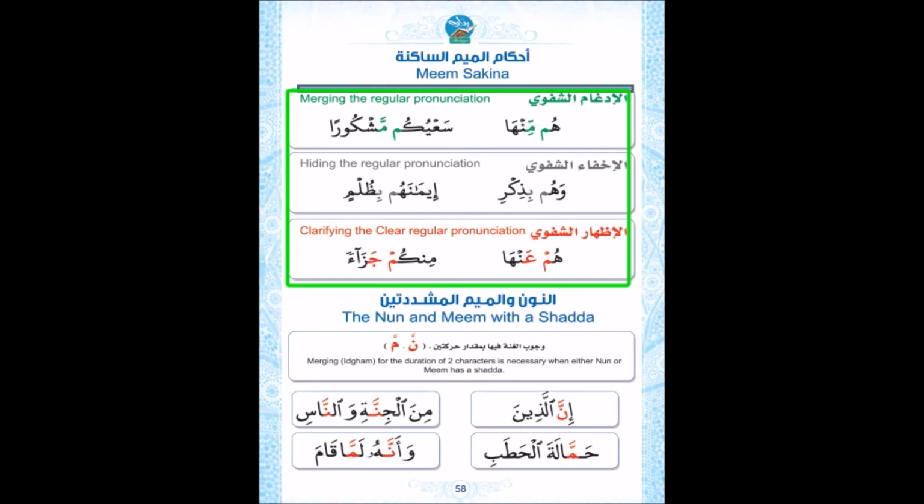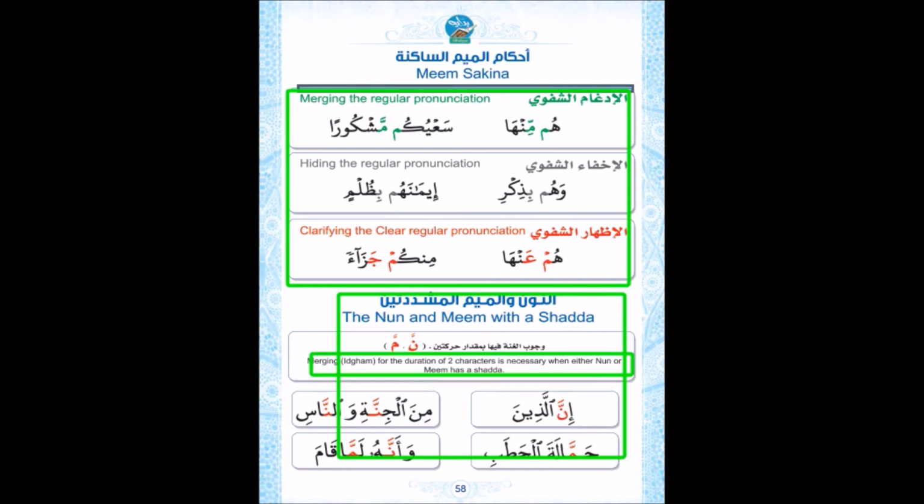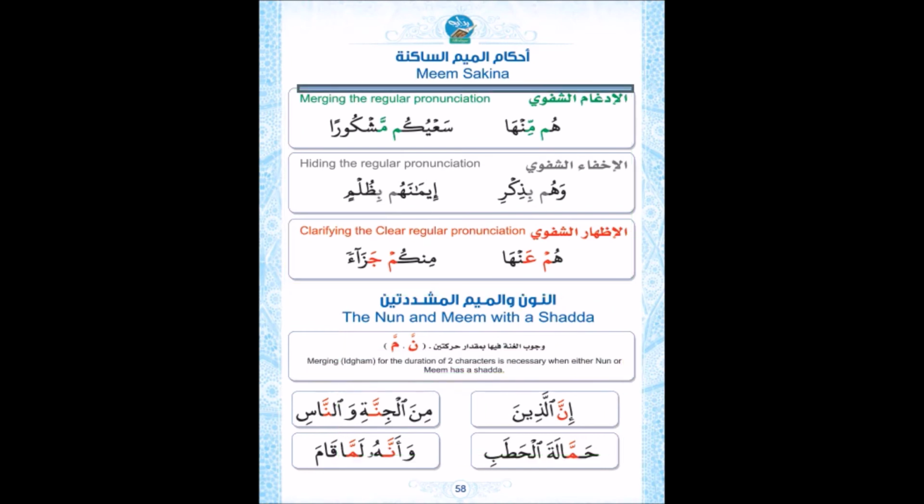Also, the second half of this page is the noon and meem with shadda. We introduce the student to the ghunna and to the fact that you should make a nasal sound or merging for the duration of 2 harakat. And we provide 4 different examples, some with noon, some with meem, and the last one with both noon and meem. So inshallah, the student will benefit from these rules of tajweed and read the Quran the most smoothly as he or she transitions into reading, inshallah.